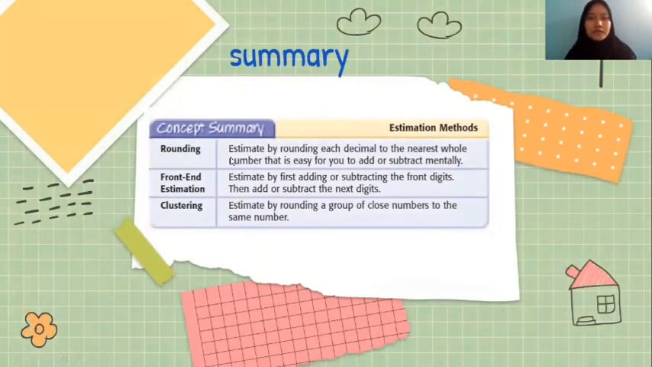This is the concept summary about estimation methods. First one is rounding. Estimate by rounding each decimal to the nearest whole number that is easy for you to add or subtract mentally. Second one is front-end estimation. Estimate by first adding or subtracting the front digits, then add or subtract the next digit. And the last one is clustering. Estimate by rounding a group of close numbers to the same number.